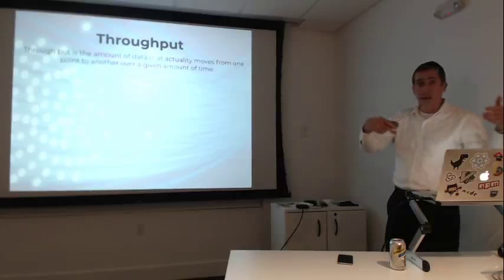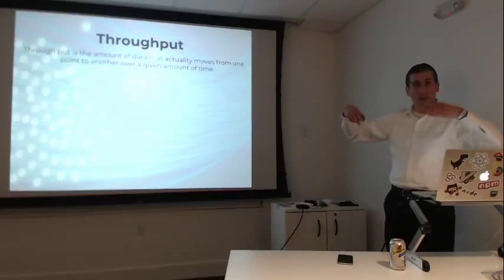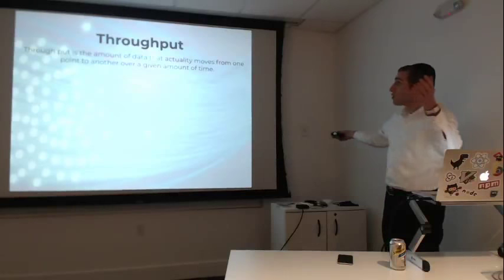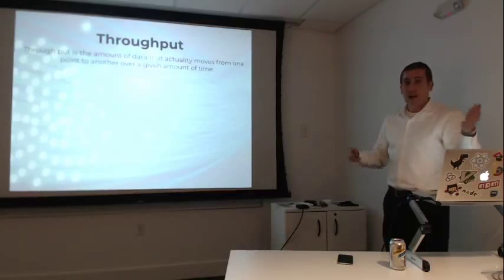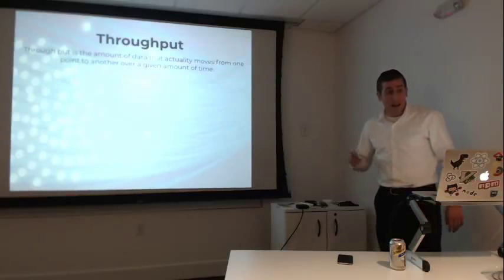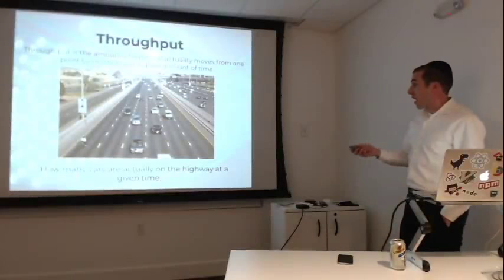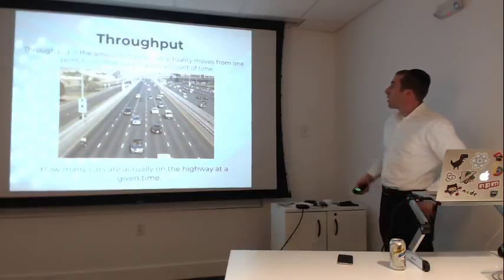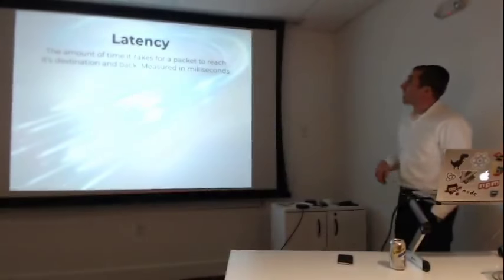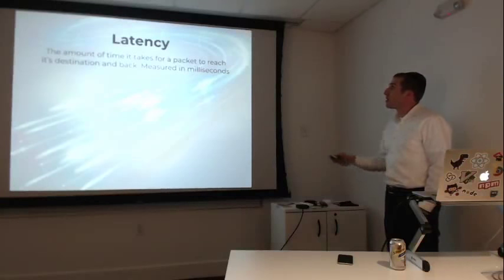Throughput, very much related to that, is the amount of data that actually moves from one point to another in a given amount of time, right? So you can have a lot of bandwidth, but your throughput might not be. You can have 5 megabits a second, but you're probably not getting 5 megabits a second. Your actual throughput is going to be significantly less than that, and we'll see why. So basically, how many cars are actually on the highway at a given time? We have a lot of lanes, but not all of them are being used. So that's throughput.